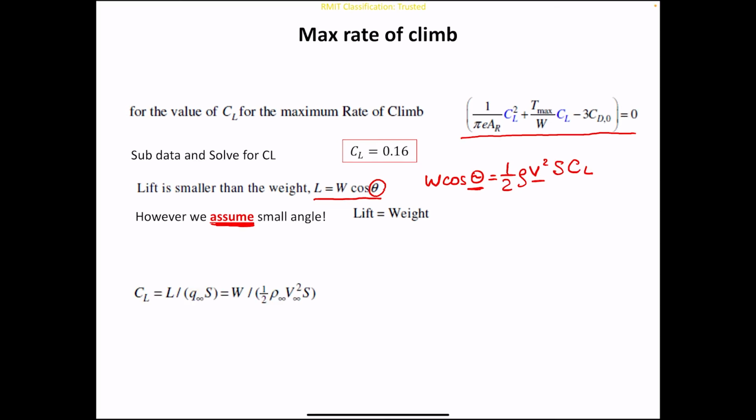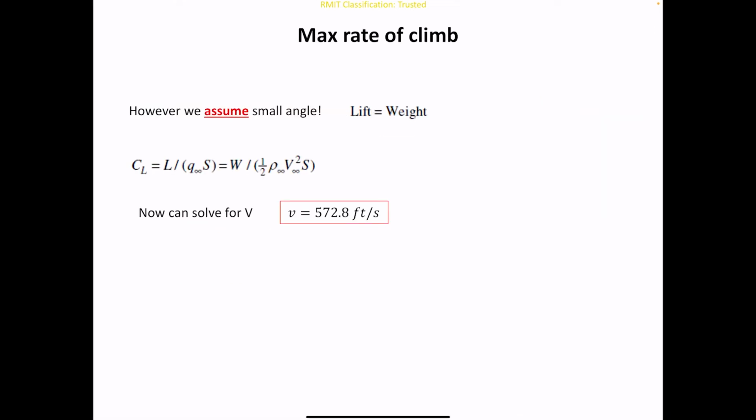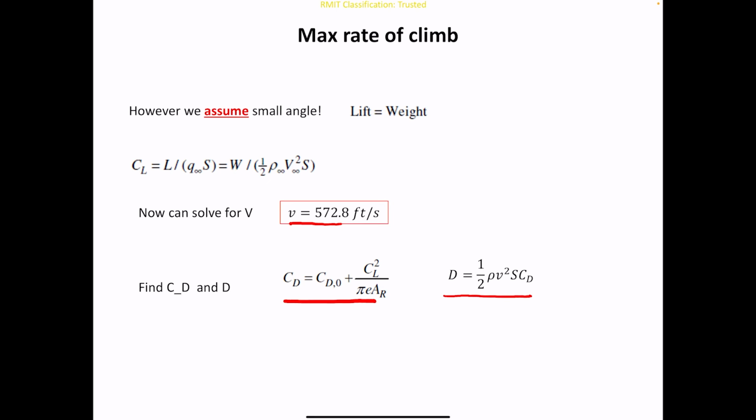So here is the familiar equation. Please substitute data and please calculate velocity. It is on the next page. So we find velocity. Please double check. Now we are going to find drag. We know everything here. We can find drag, and after that we can find rate of climb.